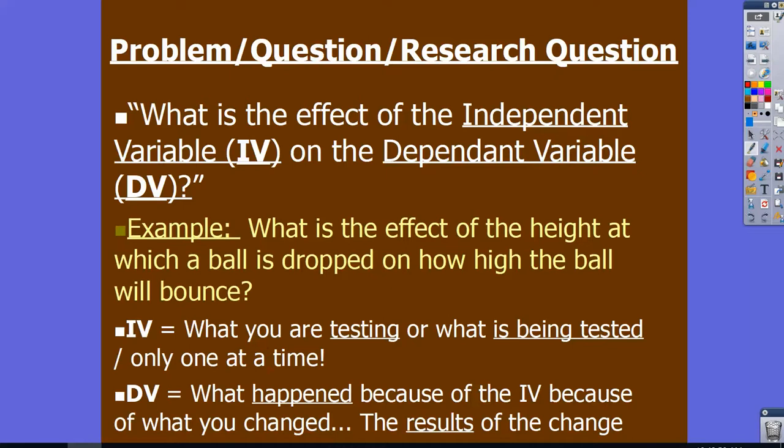And then the DV, this is what we measure, or what happened as a result of any changes to the IV. So in the case of this example, this would be how high the ball bounces. That's what I'm measuring. After I drop the ball, I measure how high it bounced. That's what I think is going to be affected by my change of the height that I drop from. So that's our dependent variable.